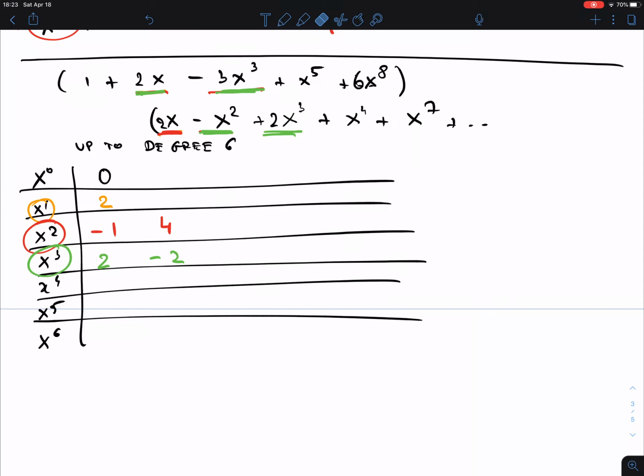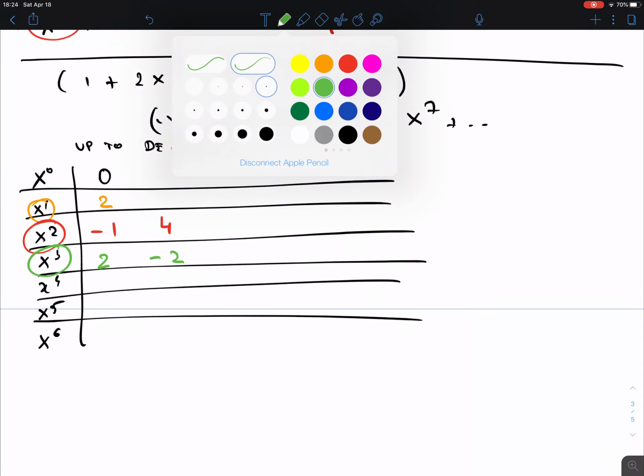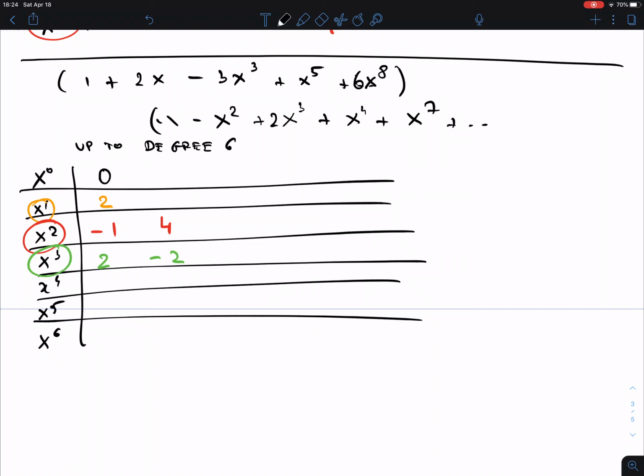Okay, let me get a little bit of these colors here. Oops. Now I got lost what this was. That was 2x, right? Right, I cannot redo. That was 2x, right? Okay.